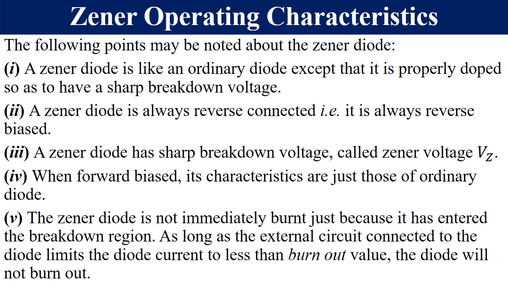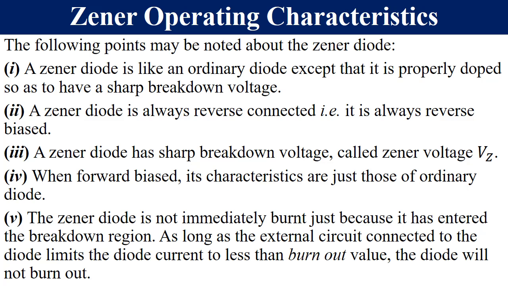Take note of the following points. They are very, very important. We are saying a Zener diode is like an ordinary diode, except that it is properly doped so that it has a sharp breakdown voltage. An ordinary diode doesn't have that. We are also saying it is always operated in its reverse biased condition. That's the second point. Please, those points must be noted. Then it has a sharp breakdown voltage, which is called the Zener breakdown voltage, or simply Vz. And when forward biased, it just behaves like an ordinary PN junction diode.